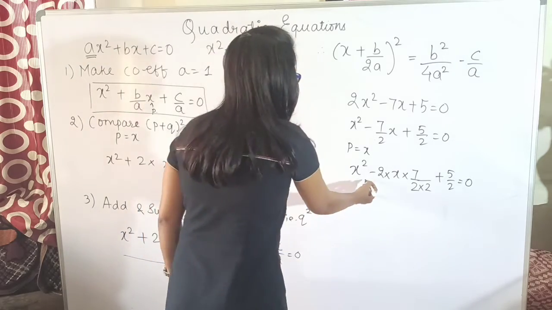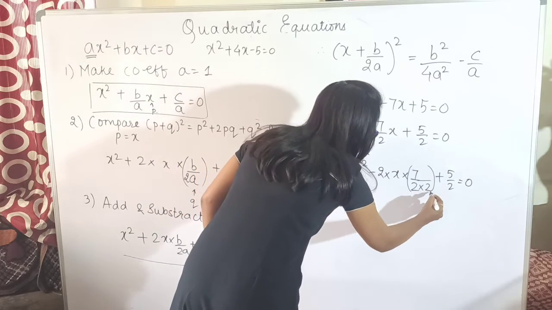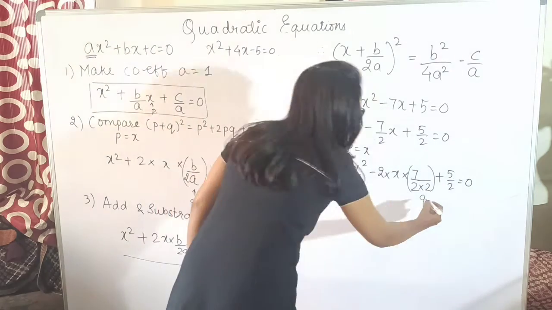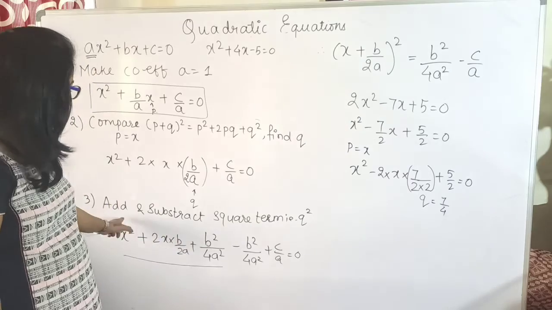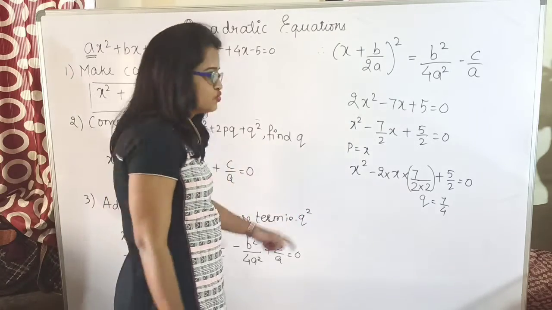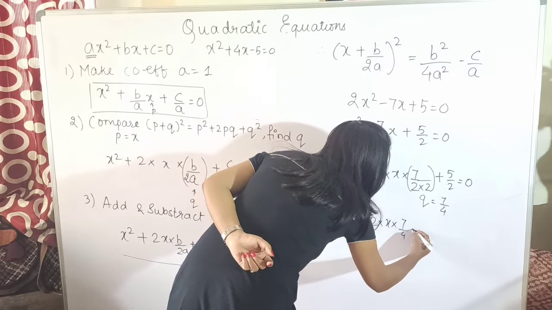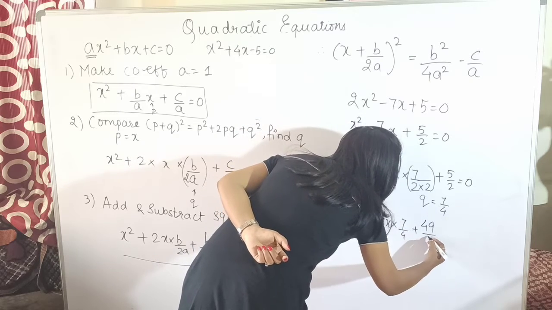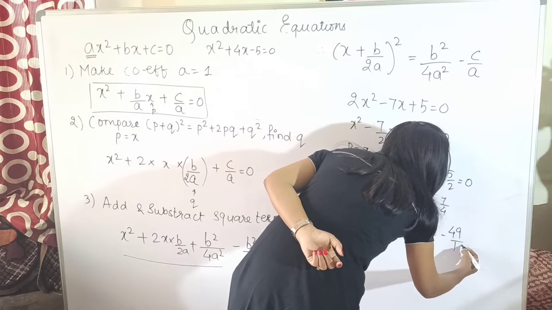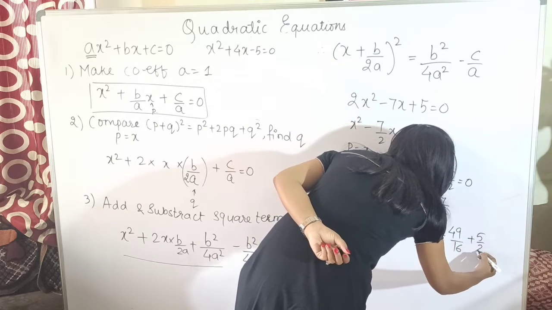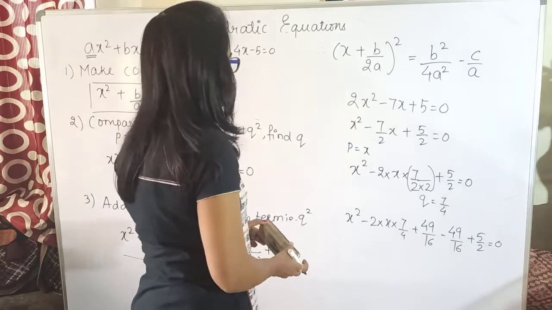Further, comparing with the identity, as you can see, this is my value of p and this is my value of q, which is nothing but 7 by 4, isn't it? It means in my third step, I will be adding and subtracting the square term, that is q square. So x square minus 2pq plus p square, which is 49 by 16. Since I am adding, I will subtract also, so minus 49 by 16, plus 5 by 2 equal to 0.